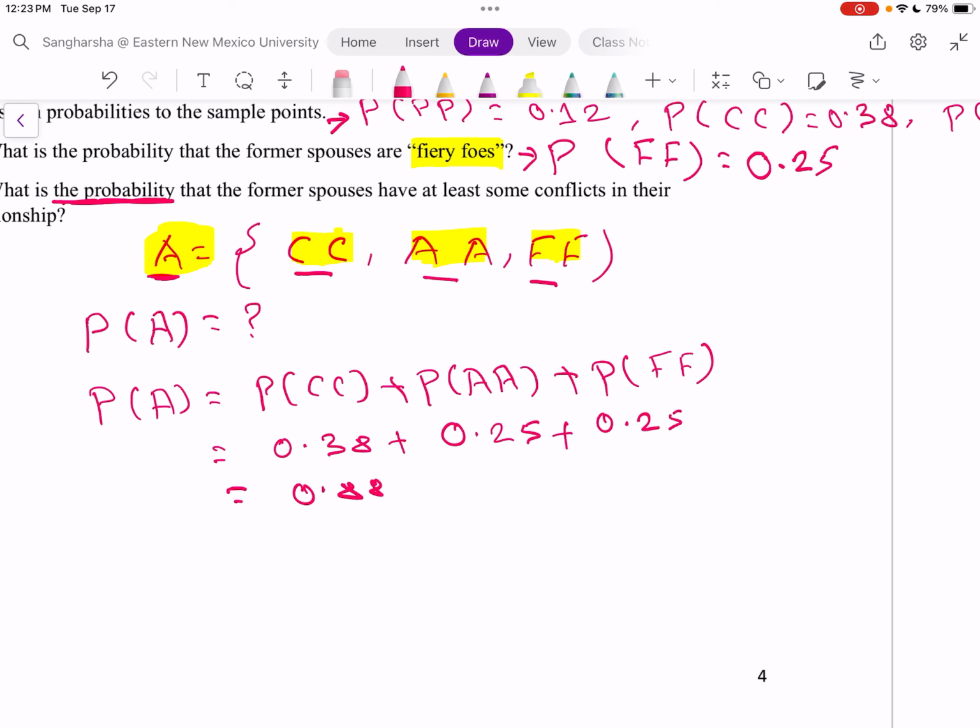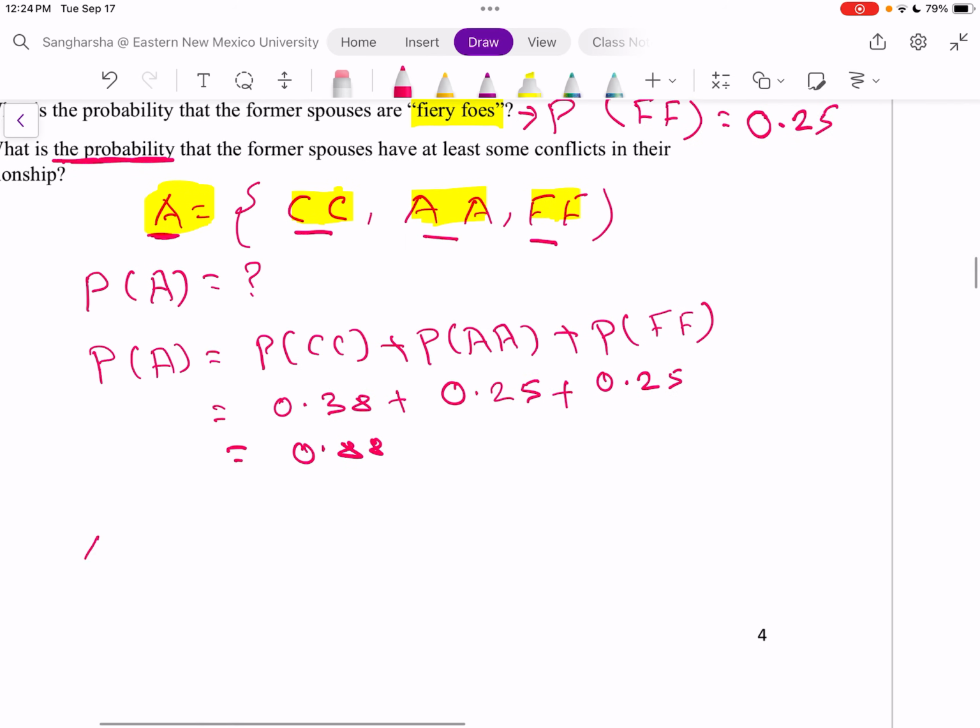So here, the sample space for an experiment contains 5 sample points. Your sample space S is 1, 2, 3, 4, 5. So this is the sample space.